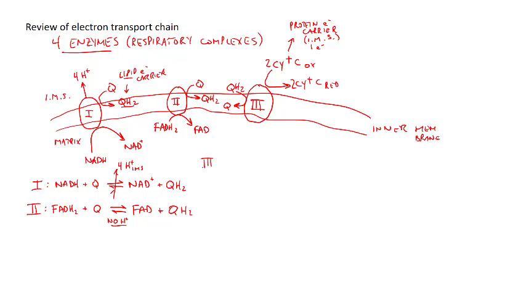So the complex 3 reaction can be summarized as reduced coenzyme Q plus 2 oxidized cytochrome C react to give us plain oxidized coenzyme Q and 2 reduced cytochrome C. And we get 4 protons pumped.